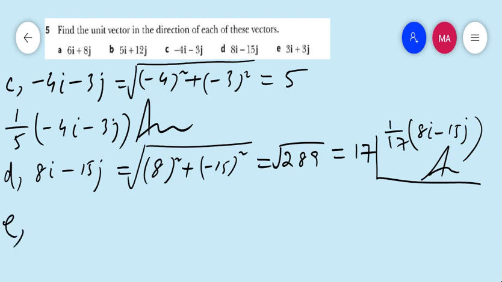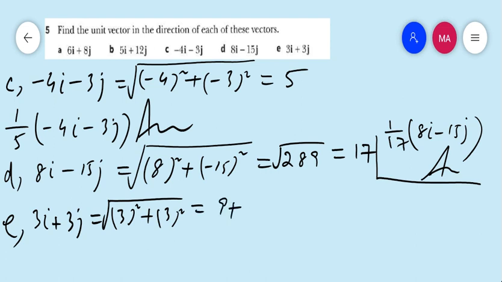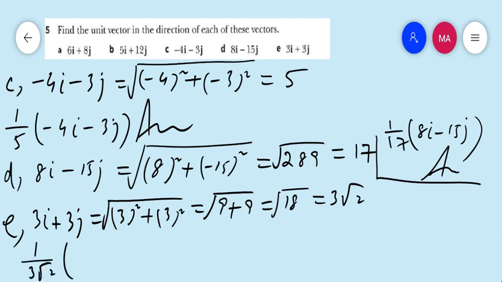Last part E. 3i plus 3j. So 3 square plus 3 square, root: 9 plus 9, which is 18, and 18 root means 3 root 2. Therefore, the final answer is 1 upon 3 root 2 into 3i plus 3j.